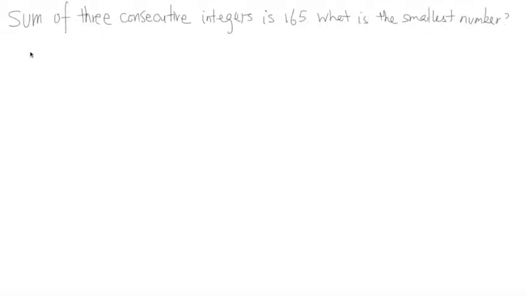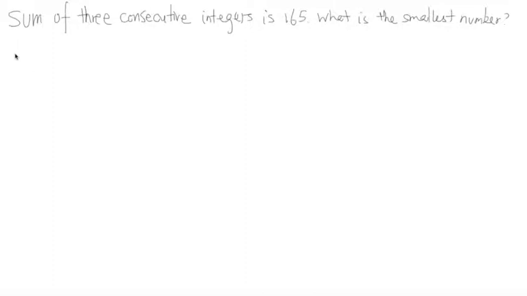Here we're going to look at another type of sum and difference problem. So let's look at the question. We know the sum of three consecutive integers is 165, and we need to figure out what these numbers are, and the question is just to figure out the smallest number. Consecutive integers means something like 3, 4, 5, or 10, 11, 12, one next to each other.